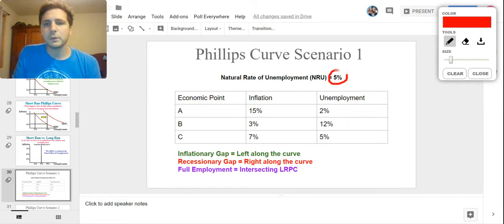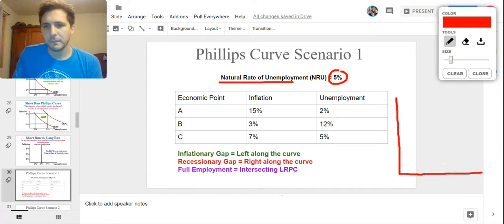Now, it's important to note that I was given the natural rate of unemployment. That tells me right away where my long run Phillips curve is going to be. So I'm going to draw this right over here. I'm here and I'm here. I have inflation. I'm just going to put an I here. You can label it as inflation, or INF. INF is often how it's abbreviated.